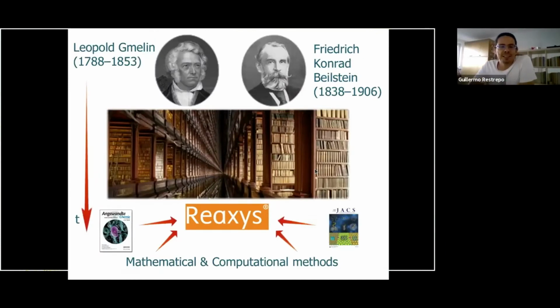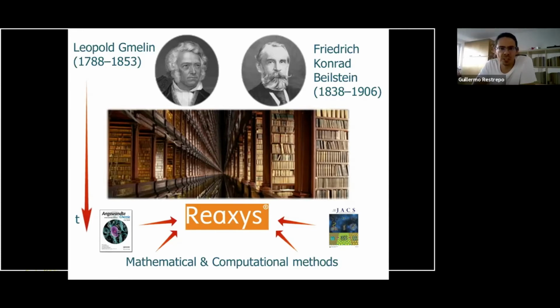The idea of the talk is how to study the evolution of chemical knowledge. Let's start by talking about these two fellows, Leopold Gmelin and Friedrich Konrad Beilstein. I'm pretty sure many of you know them, or at least the surnames and their books, because they were collecting a lot of information. For example, Gmelin, inorganic information in the 19th century. Actually, he started in 1807.